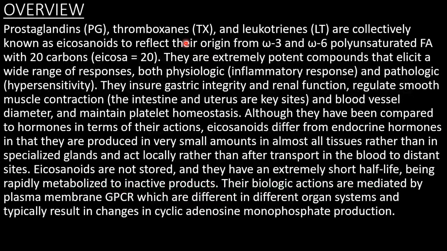Now, let's start with an overview. Prostaglandins, thromboxanes, and leukotrienes are collectively known as eicosanoids to reflect their origin from omega-3 and omega-6 polyunsaturated fatty acids with 20 carbons. Eicosa comes from the Greek translation of 20. Now, they are extremely potent compounds that elicit a wide range of responses, both physiologic, the inflammatory processes, and pathologic, the hypersensitivity reactions.